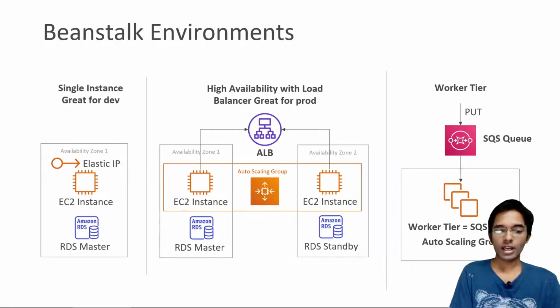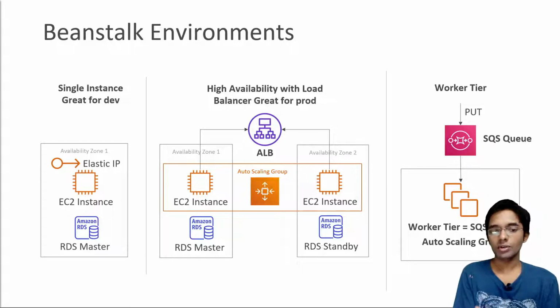So let's have a look at how it looks in terms of a diagram. The first thing we have is a single instance, and the architecture chosen by Beanstalk. In this example, obviously only one availability zone has been chosen, and we have an EC2 instance with an Elastic IP attached to it. Why? Because in case the EC2 instance is replaced for whatever updates, the Elastic IP can be moved over to the new EC2 instance, and from a client's perspective, the upgrade is going to be seamless.